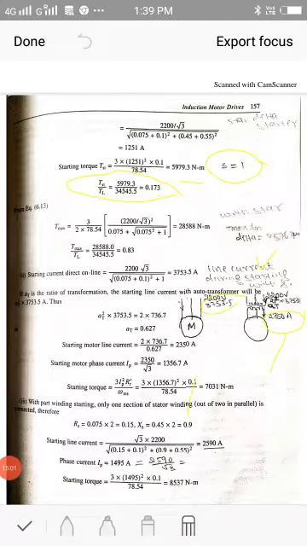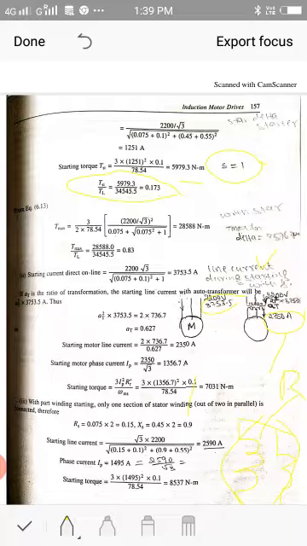In part winding starting, only one section of the stator winding is connected. Okay, so here what happens, there will be two windings like this which will be connected in parallel in the stator winding, and this is going to form an R phase. Similarly, there will be two parallel windings for Y phase and two parallel windings for B phase.